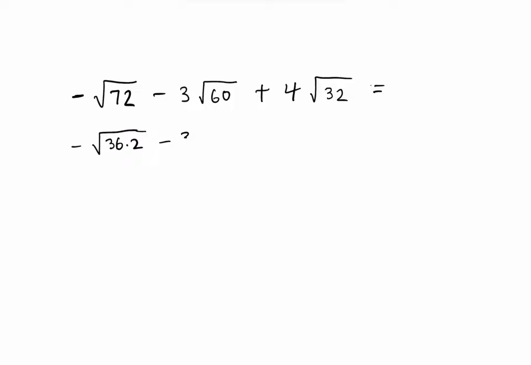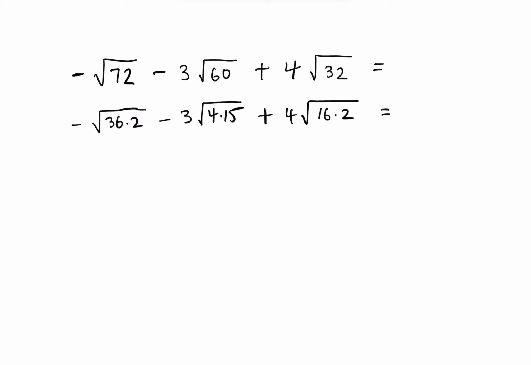Okay, so we're going to do minus 3 times, factors of 60 are 10 and 6, 2 and 30, 3 times 20, but the best factor with the largest perfect square would be 4 times 15. Okay, and then the last one, plus 4 square root of 32. We've already worked with this. The factors with the largest perfect square would be 16 times 2. Okay, so let's go ahead and simplify this.